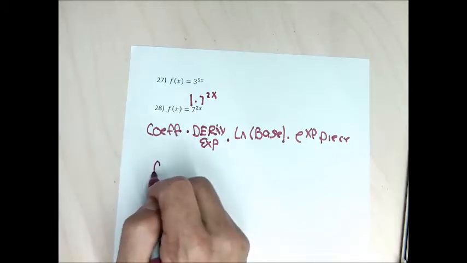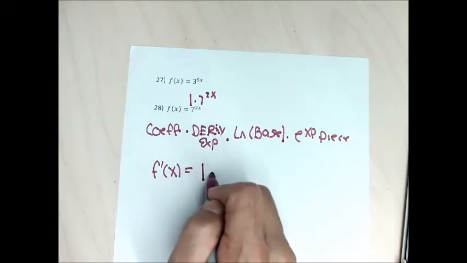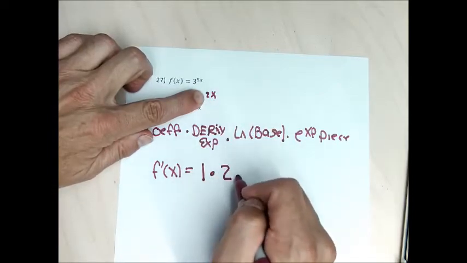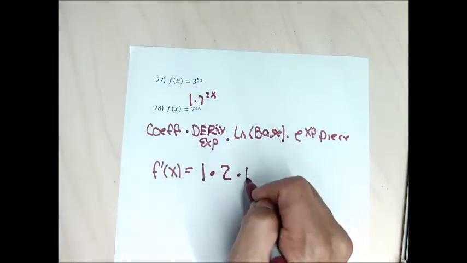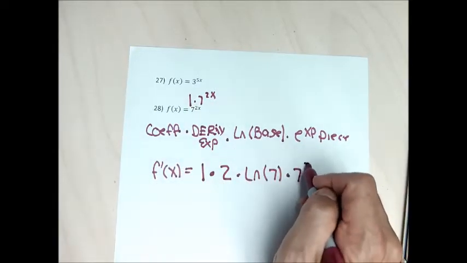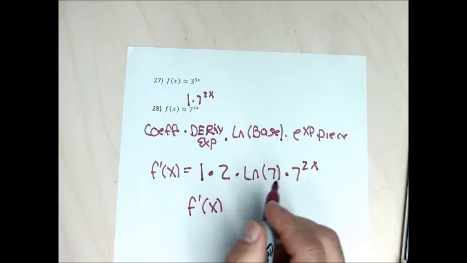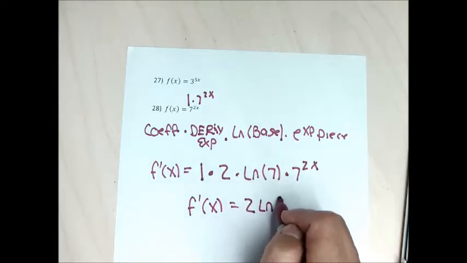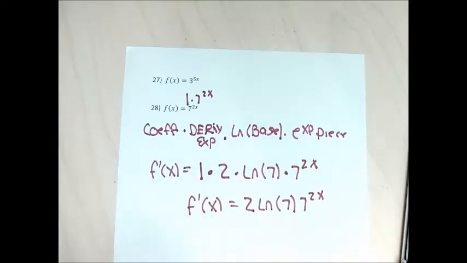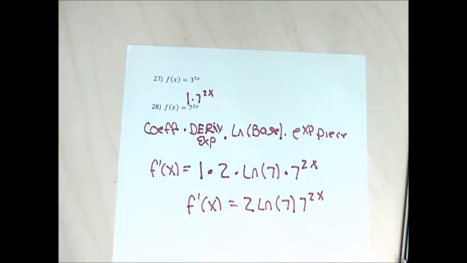When I go to write the derivative for problem 28, if I want to write the coefficient, I'd write 1. For the derivative of the exponent, it's the derivative of 2x, which is just 2. The natural log of the base is going to be the natural log of 7 because the base is 7. And the exponential piece is 7 to the 2x power. I can't really simplify this other than multiplying the 1 and 2, and I probably shouldn't have even written the 1. I don't need to put times signs between the individual pieces, but I could. So I would call that the derivative for 28.